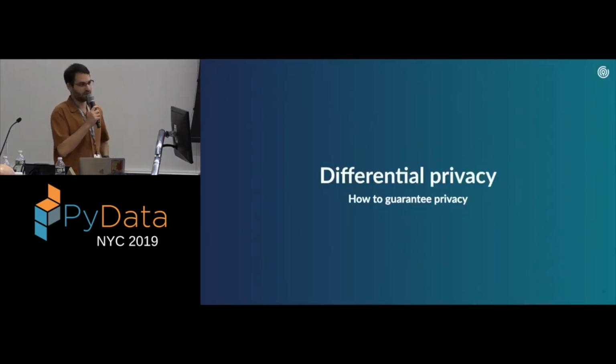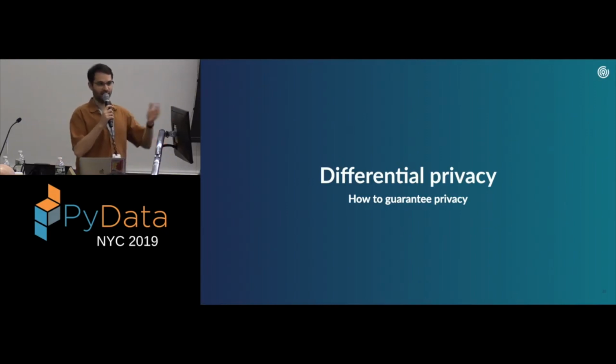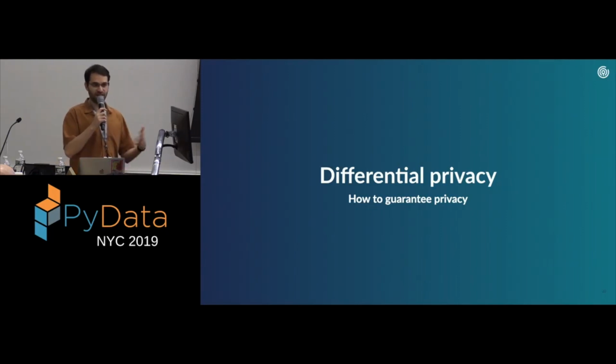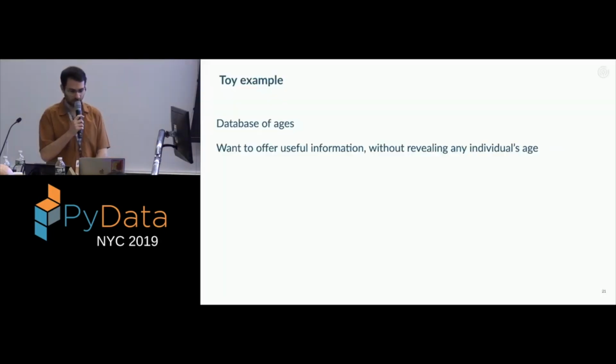So to start out with differential privacy, how we guarantee privacy. Rather than start with a definition of differential privacy, I'm going to give a toy example where we work our way up to providing this kind of privacy guarantee and then explain how it works. So here's the toy example.